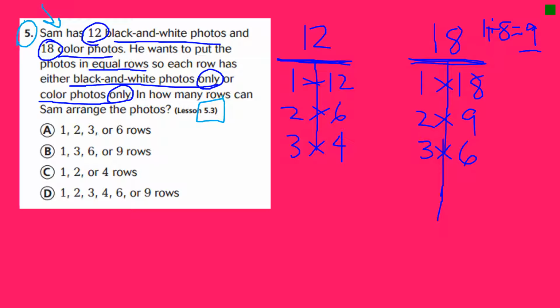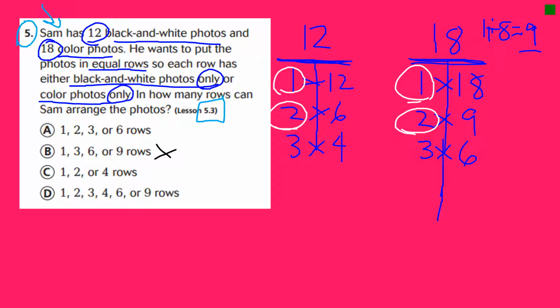Okay. So when we look, yes, they can both be arranged in rows of 1, but that doesn't help us in our choices, does it? Do you see other common factors or factors that are the same for both 12 and 18? Yep, 2. I see 2. Now let's look at our choices. Oh, look at B. B, you are out. And D, nope, D's in, C's in, A's still in.